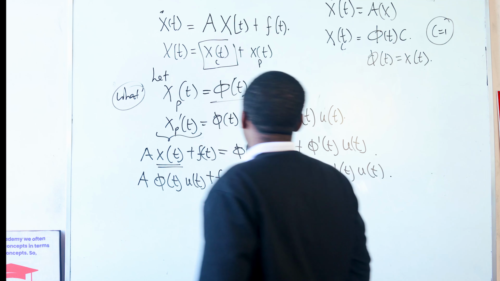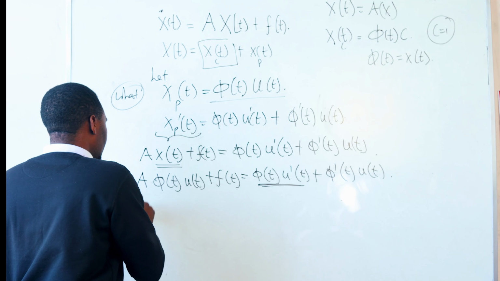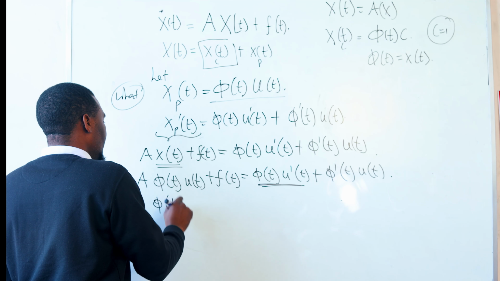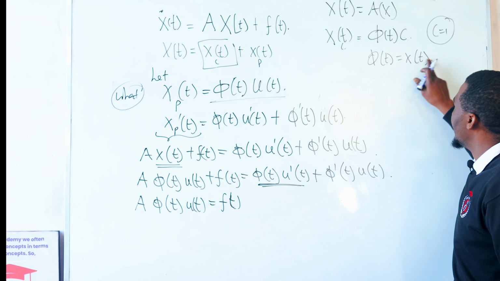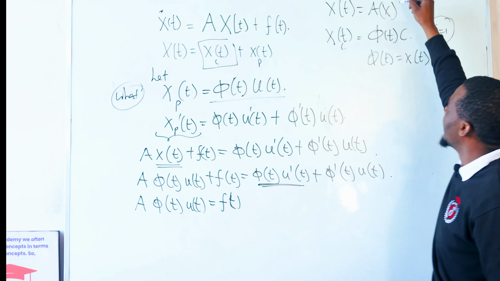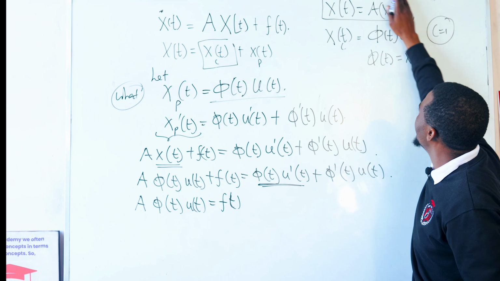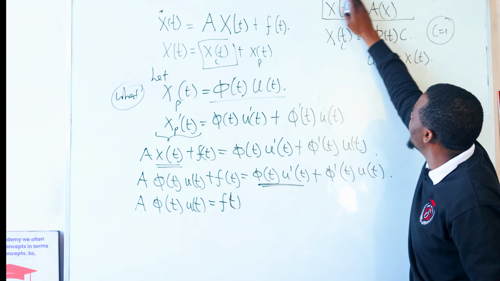So if we go back to this problem, we can realize that a times phi of t times u of t, which is equivalent to f of t, is equivalent to what? So if phi of t is equivalent to x of t, yet we know very well that from this equation, x prime of t is equivalent to a of x of t plus f of t.